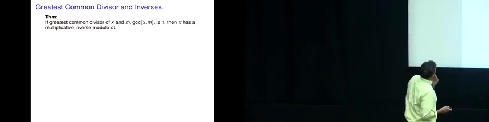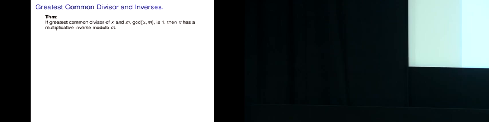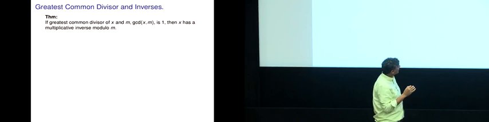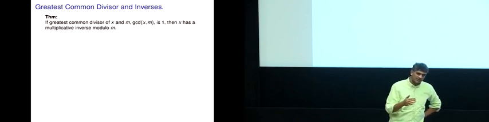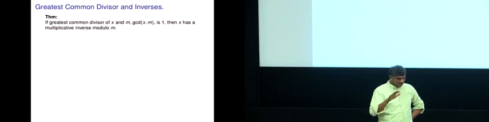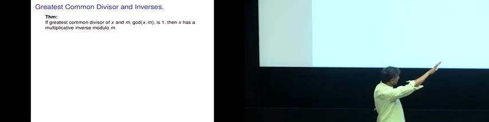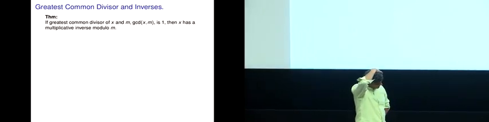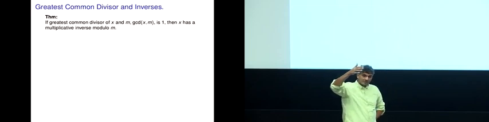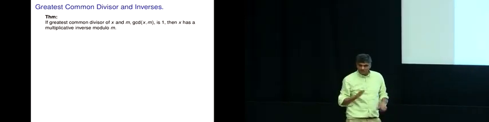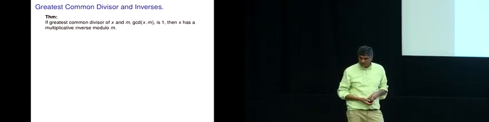Now the flip side of the theorem: if the greatest common divisor of x and m is 1, then there is an inverse. If they have a factor that's bigger than 1, there's no inverse for x mod m. We saw that. If they have a common factor, one of those common factors is always going to be there. So now this is the other side. If they have no common factor bigger than 1, then there is an inverse.